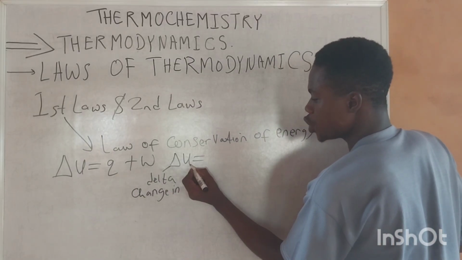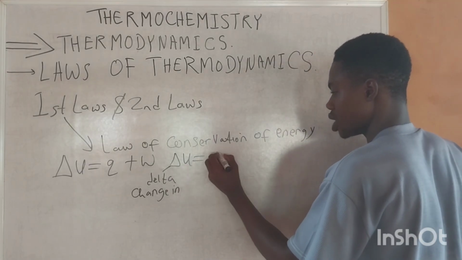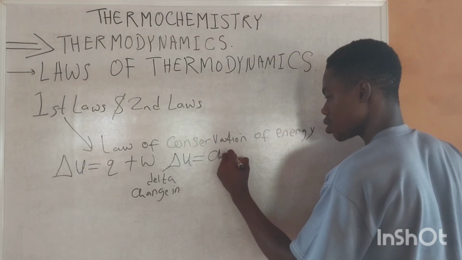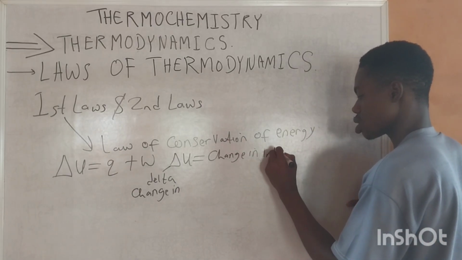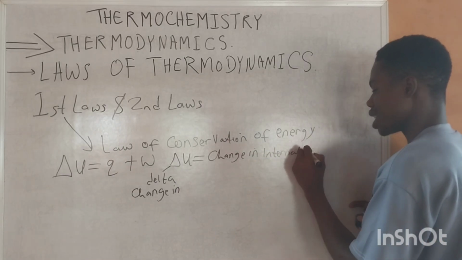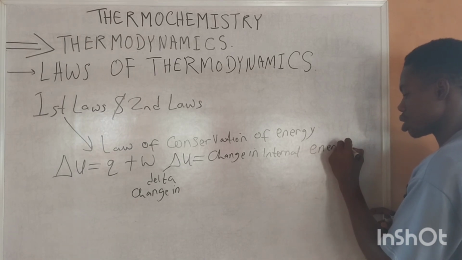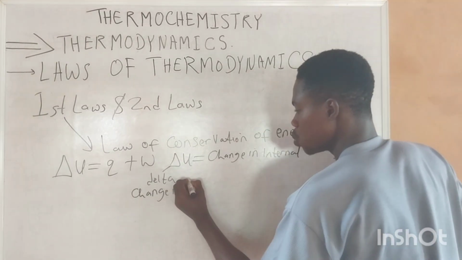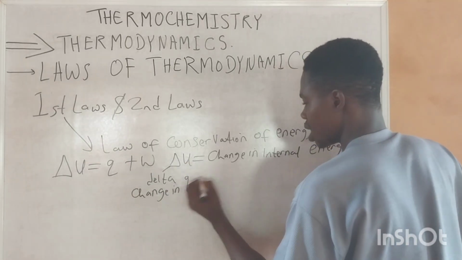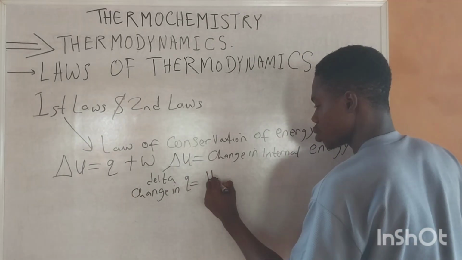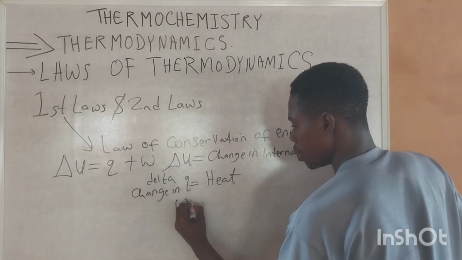So this U is known as internal energy. So this delta U means change in internal energy. Whereby this Q is heat. It represents heat. So please take note of this. Now this Q represents heat. Whereby the W is equal to work.